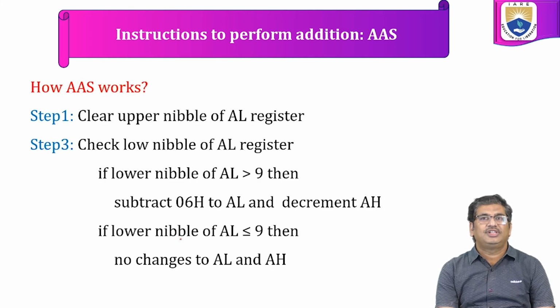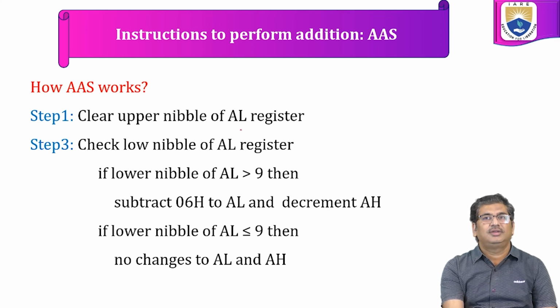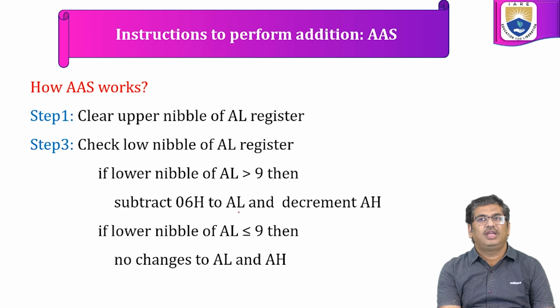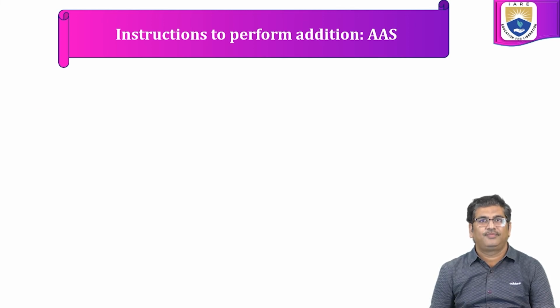The various steps it is going to take are: first, clear the upper nibble of the AL register, then examine the lower nibble of the AL register. If the lower nibble of the AL register is not a valid BCD number, that is, greater than 9, then subtract 06 from AL and decrement the AH register. If the lower nibble of the AL register is a valid BCD number, that is, less than or equivalent to 9, then no changes for both the AL and AH registers.